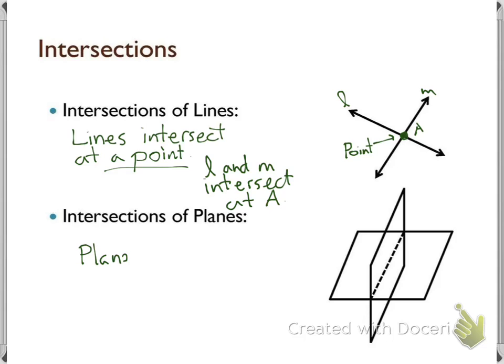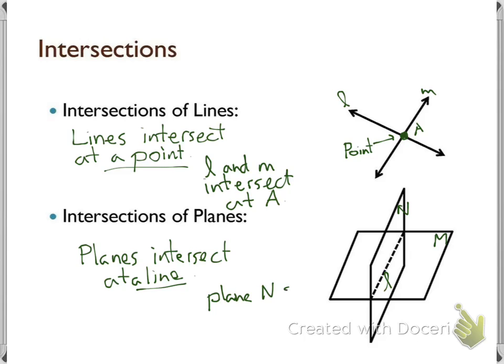Let's just say planes intersect at a line. One line, not 2, not multiple, a line. So let's say I have plane M and plane N. They're going to intersect at line L. I could use points there to name the line. I could just use that letter to identify it, and we'd say that plane N and plane M intersect at L, line L.